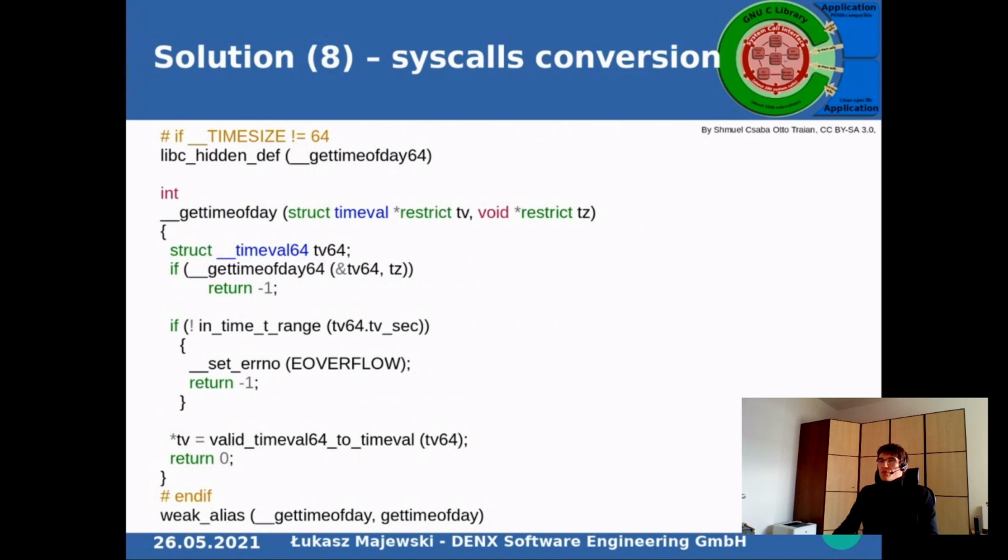And then it checks if we have overflow with the seconds value. So this means that when we detect that we have overflow for the seconds, then the system which is not prepared to work after year 2038 will just exit, and errno will be set to overflow. In that way, one can discover that the system is broken after passing the year 2038 threshold time. If everything is okay, then we convert the 64-bit version of timeval to the 32-bit version of timeval. And also we have some aliasing to have the gettimeofday call properly redirected here.